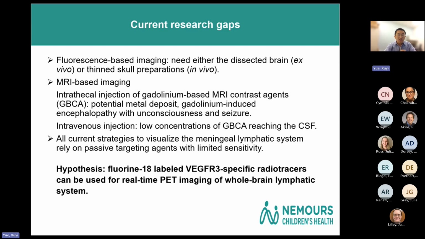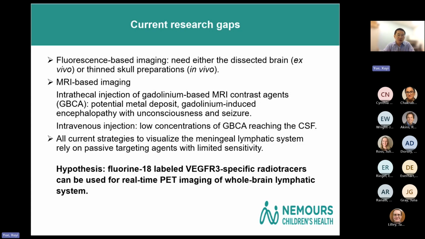So what's the current research gap? I showed you the pilot study. The major gap is that current studies use optical imaging to look at the brain lymphatic system. The early studies always used dyes with different absorption wavelengths to look at the brain lymphatic system.